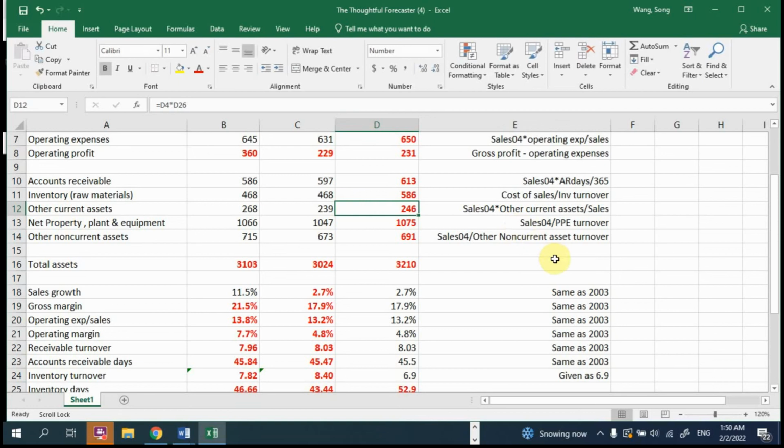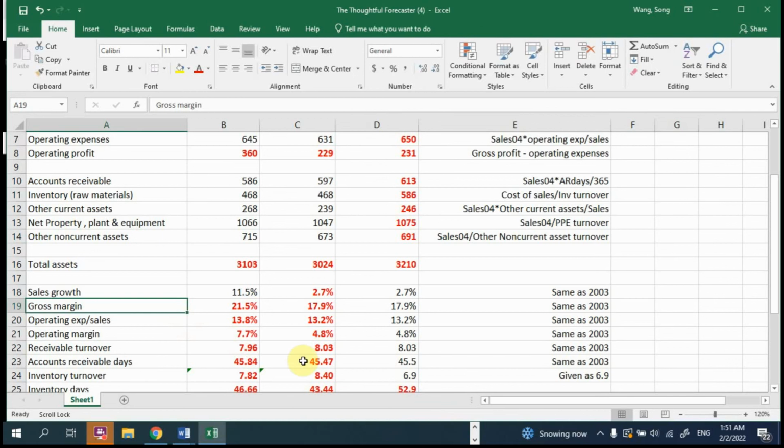Okay, just to highlight what I just did. For example, for these two numbers, one is sales divided by the turnover ratio, and another is sales multiplied by the ratio of sales. So what's the difference here? You should know that cost of sales, with inventory, so the ratio here is the inventory turnover.